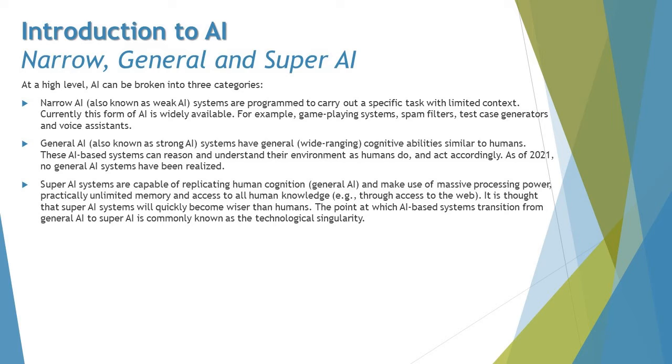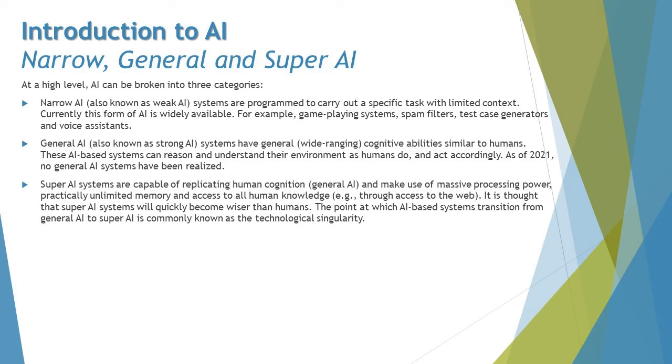These systems are programmed to carry out specific tasks with limited context. Currently, this form of AI is widely available. For example, game playing systems, spam filters, test case generators, and voice assistants. So if you talk about any of these common examples, for example, playing a simulated game against a computer, filtering spam in your inbox by creating a quick filter, generating test cases using a tool, or talking to the voice assistants in your cell phone like Siri, Alexa, and Google, we are talking about narrow AI.